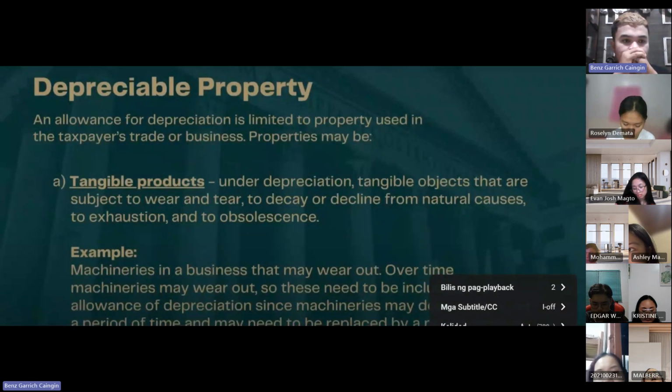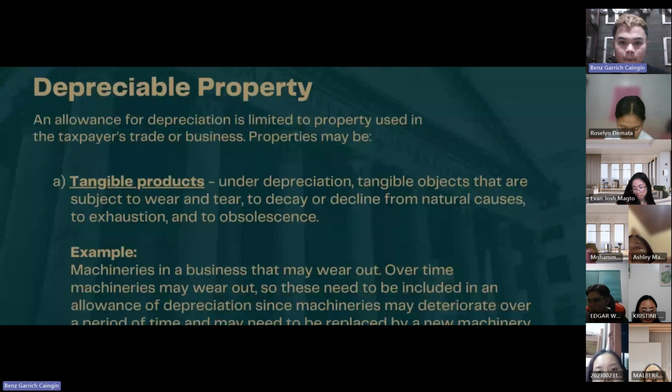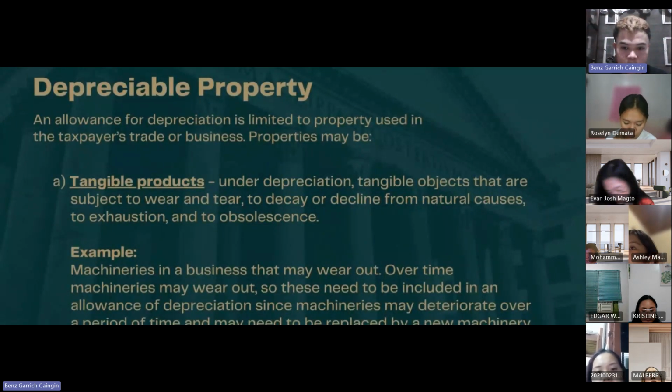An allowance for depreciation is limited to property used in the taxpayer's trade or business. These properties may be tangible products or physical objects. Under depreciation, tangible objects are subject to wear and tear, to decay or decline from natural causes, to exhaustion, and to obsolescence. An example of this is machinery. Over time, machineries may wear out, so these need to be included in an allowance of depreciation, since machineries may deteriorate over a period of time and may need to be replaced by a new machinery.